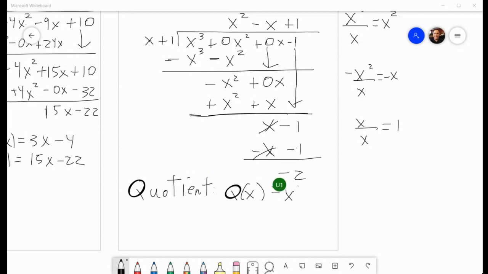x squared minus x plus 1. The remainder is just -2. So that's what we get. Now that one was a little longer. It might have been easier with synthetic. I'm guessing it's easier to do with synthetic division, but I like polynomial division. So, are there any questions on this one though?